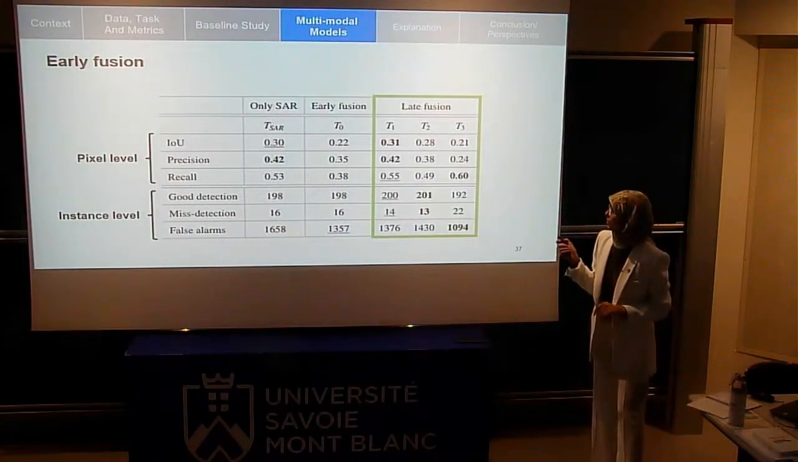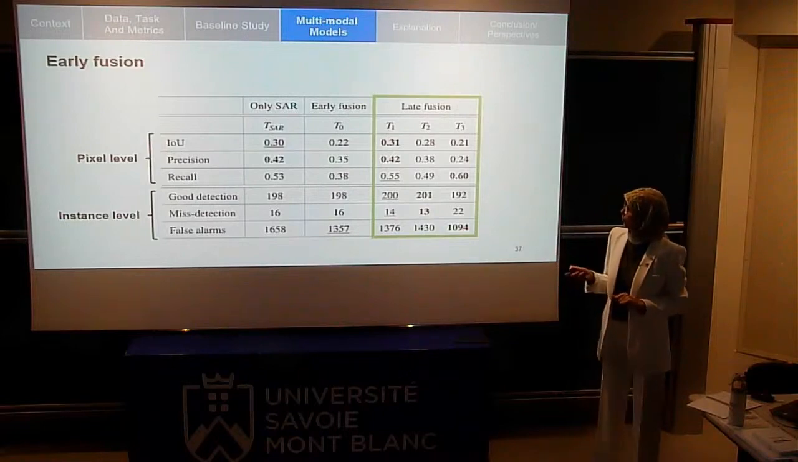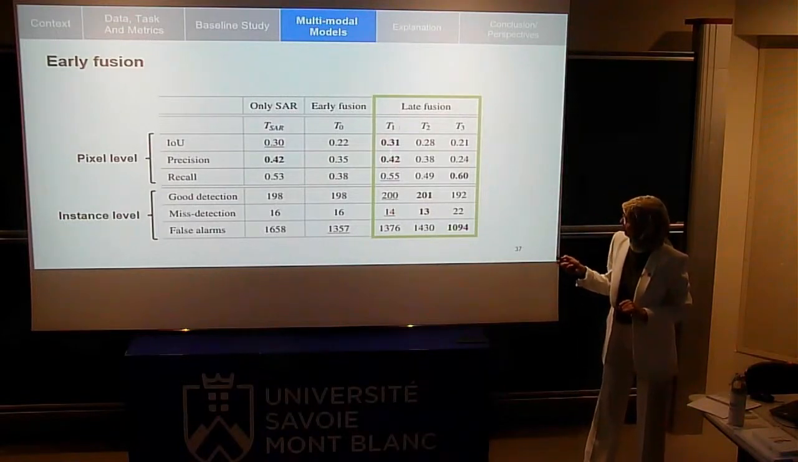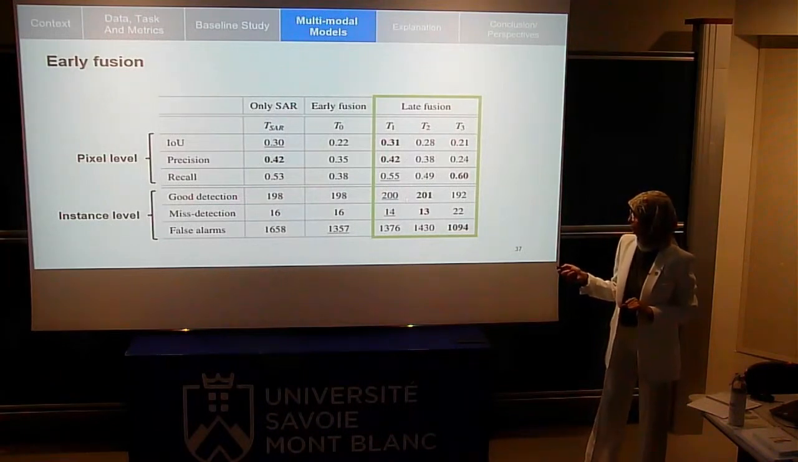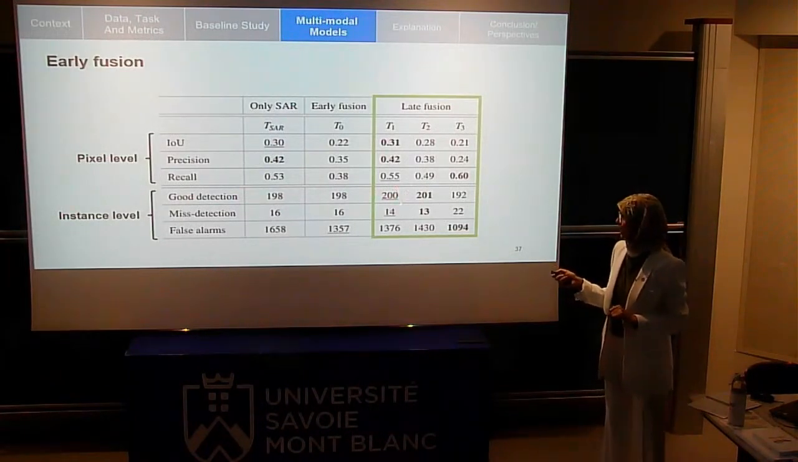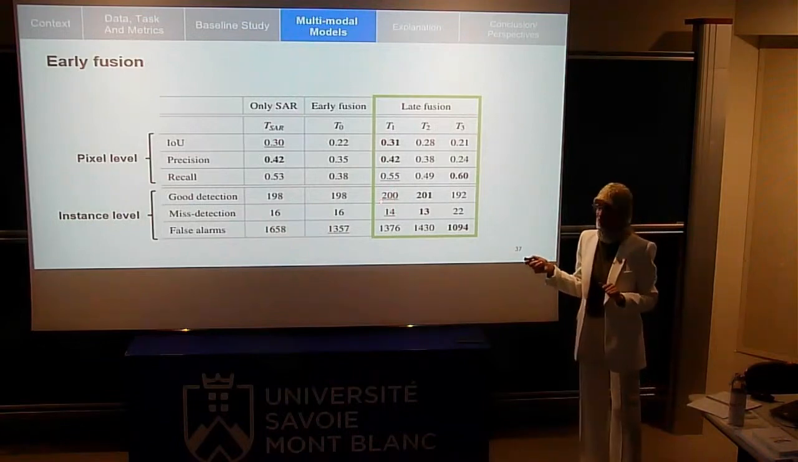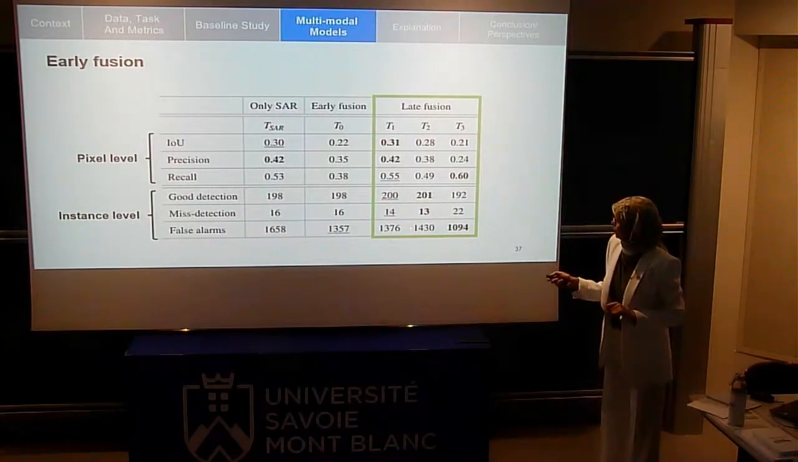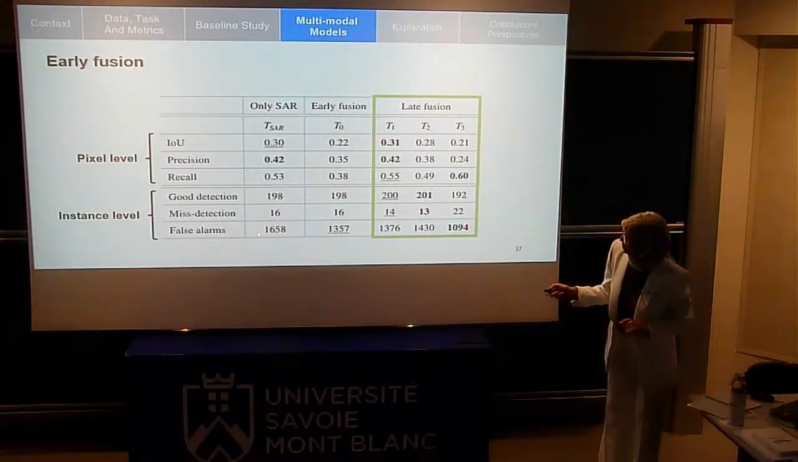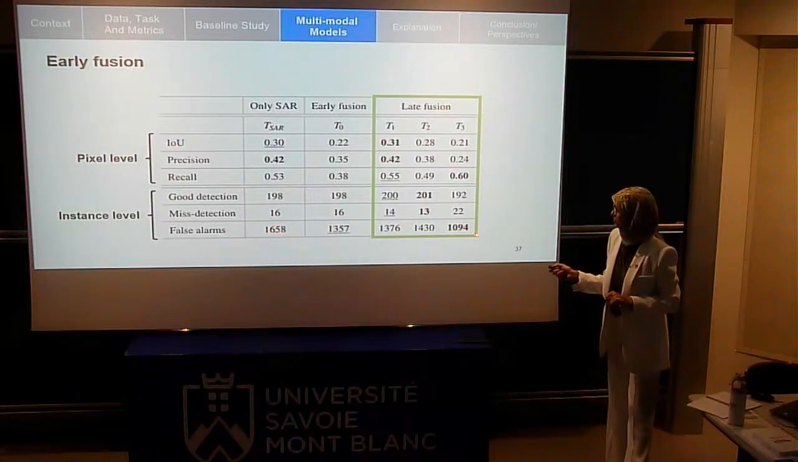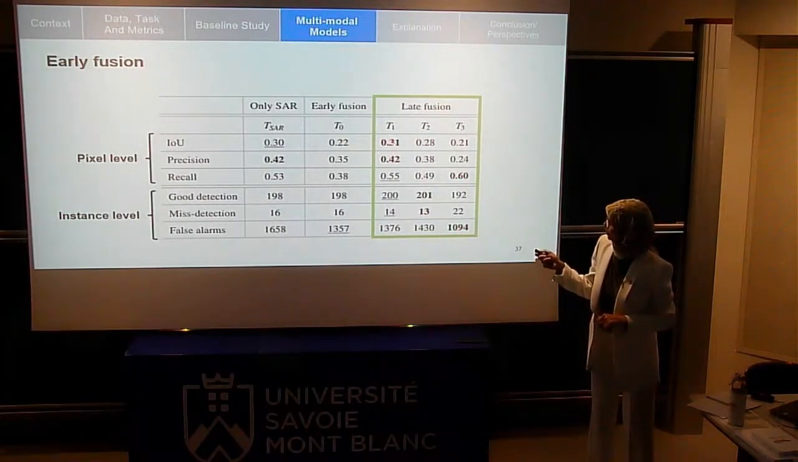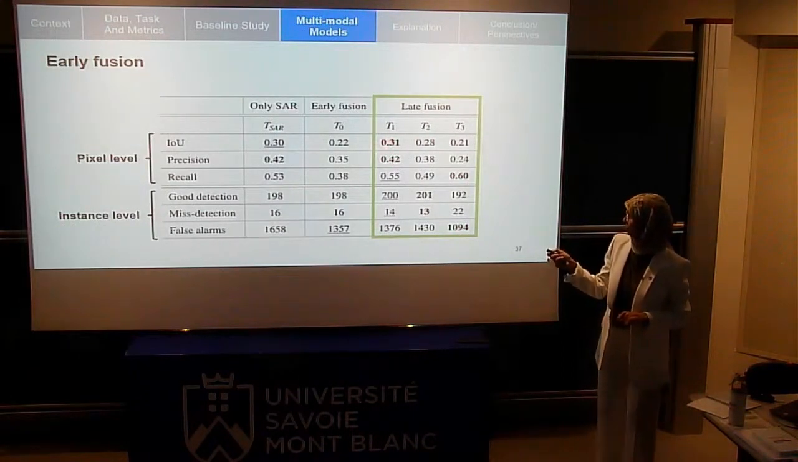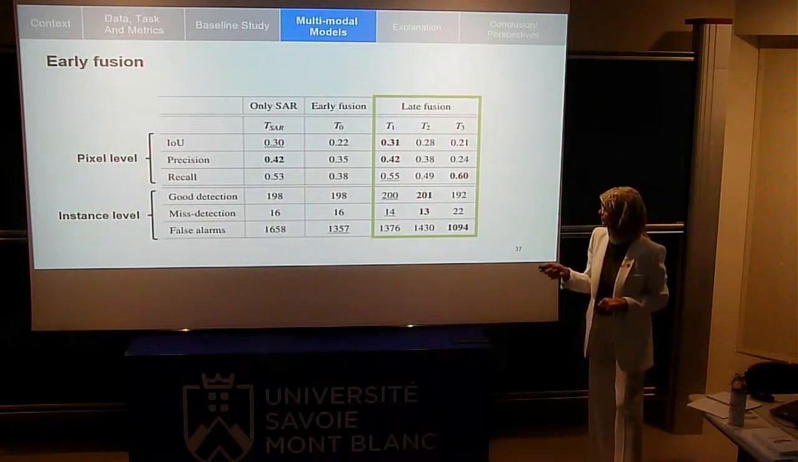Here are the results of the late fusion. The late fusion has almost better results for good detection. We can see here that we have 200 good detections among 214, and we have reduced the false alarms from 1,600 to almost 1,000. We can see also that we have a good IOU rate. We have 0.3 of the SLIC IOU.